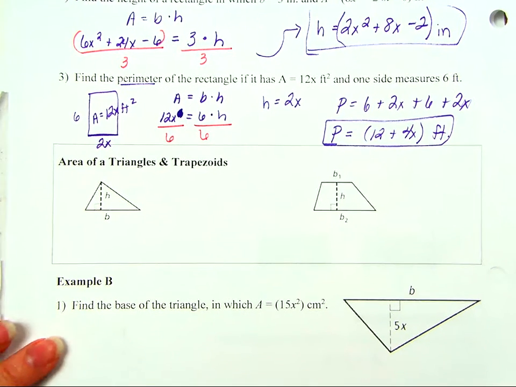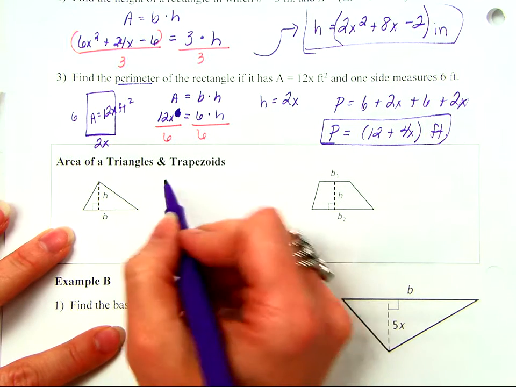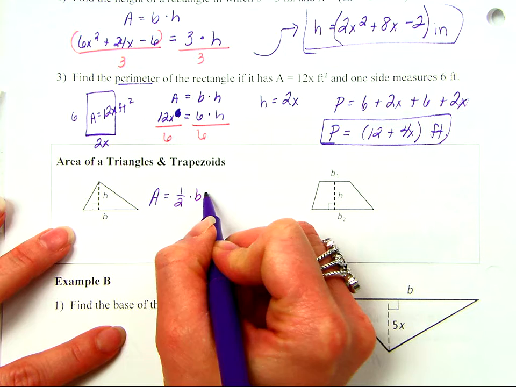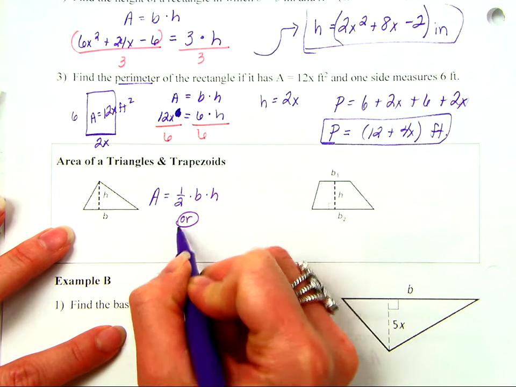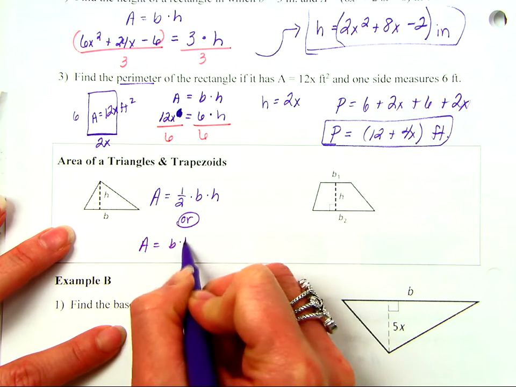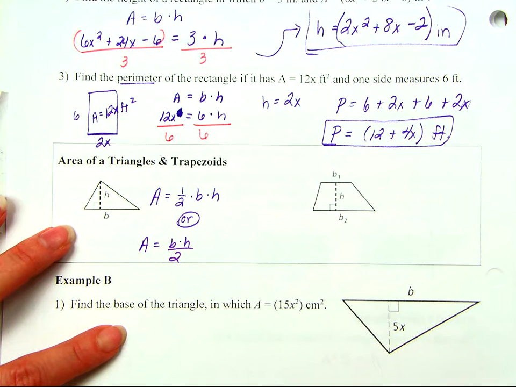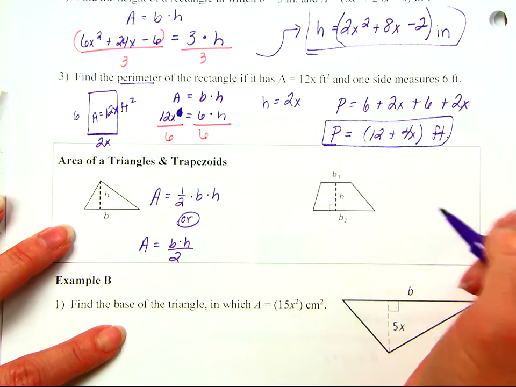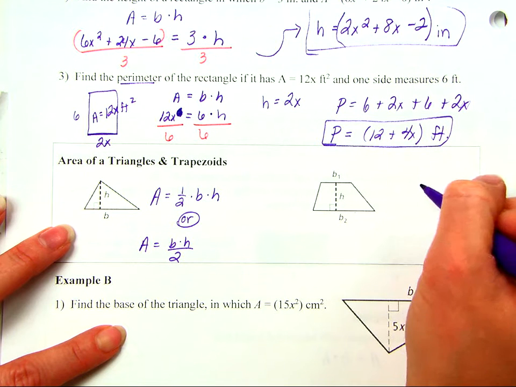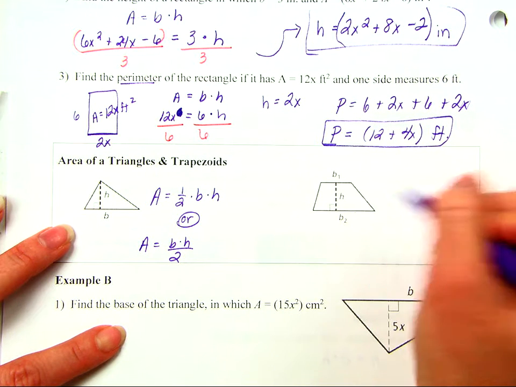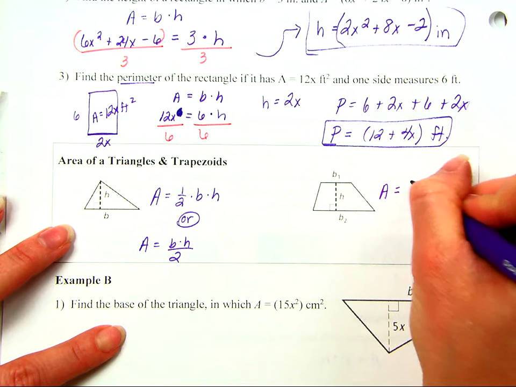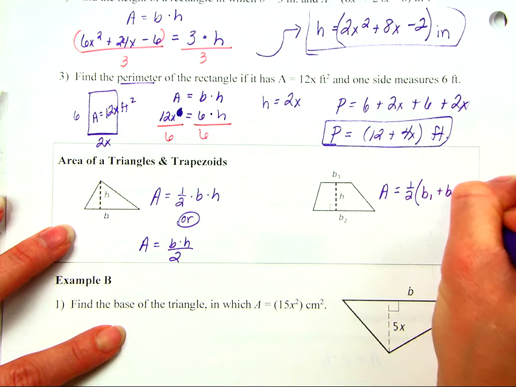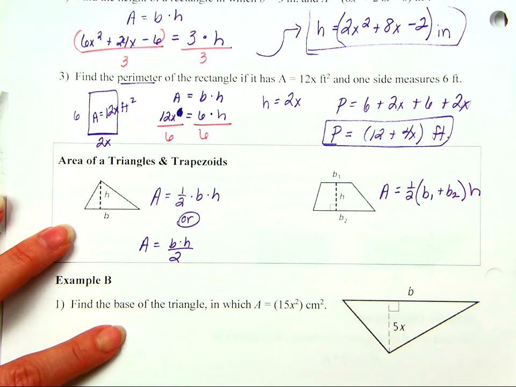Okay, if we needed to find the area of a triangle, we know that the area of a triangle is 1/2 base times height, or you may have learned it as base times height divided by 2. Those mean the same thing. A trapezoid has a set of parallel sides, which we call the bases. In this case, we're going to call them base 1 and base 2. My area is equal to 1/2 times the quantity base 1 plus base 2 times the height.